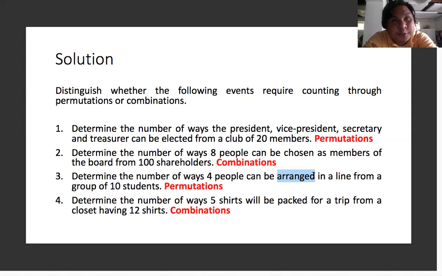So let's say the person picks shirts A to E. So that's A, B, C, D, and E. It doesn't matter whether I pick A first, followed by E, followed by D, followed by B, and finally C. It doesn't matter whether I chose C first, because at the end of the day, those are the 5 shirts that I actually packed for the trip. This is what combinations is about. It doesn't matter how you pick them, as long as those are the objects that you pick.